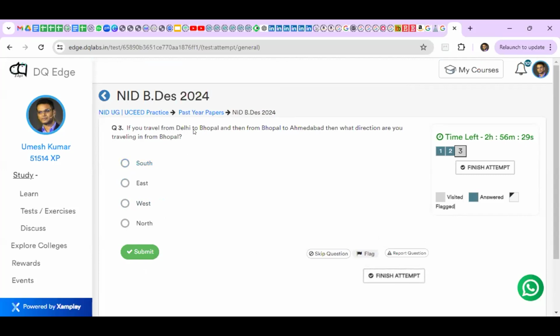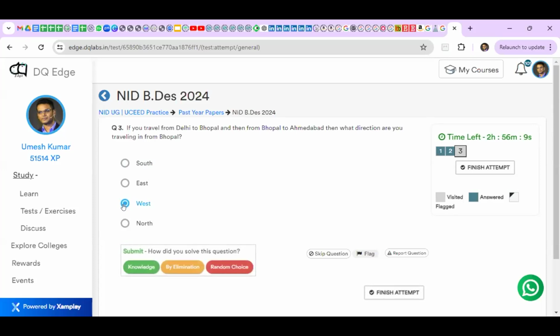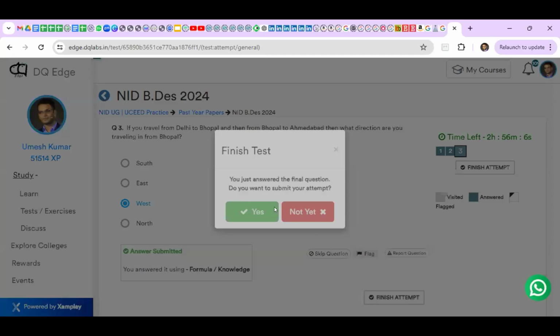If you travel from Delhi to Bhopal, so from top to bottom, and then from Bhopal to Ahmedabad, Bhopal is here, Ahmedabad is here, then what direction are you traveling in? West. Okay, west. So how did you arrive at the answer choice? Knowledge. Perfect, knowledge. Alright, so you choose knowledge, okay?